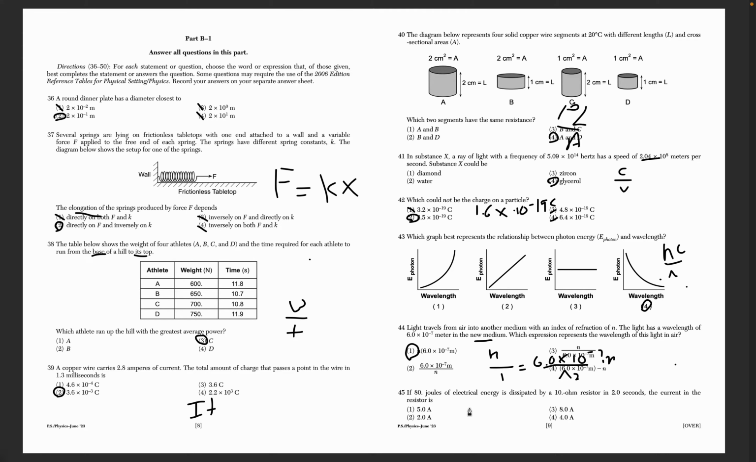If 80 joules of electrical energy is dissipated by a 10 ohm resistor in 2 seconds, what is the current in the resistor? So 80 joules dissipated by a 10 ohm resistor in 2 seconds, and we want the current.